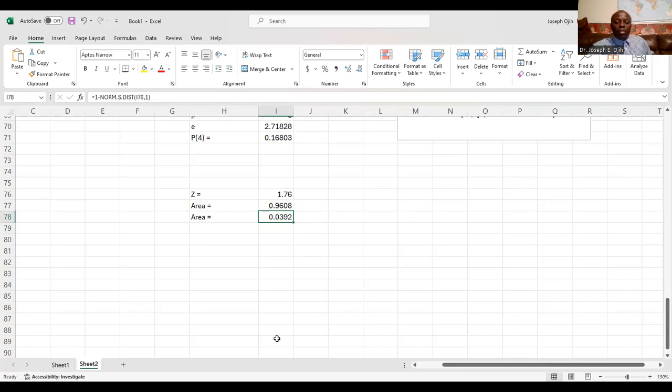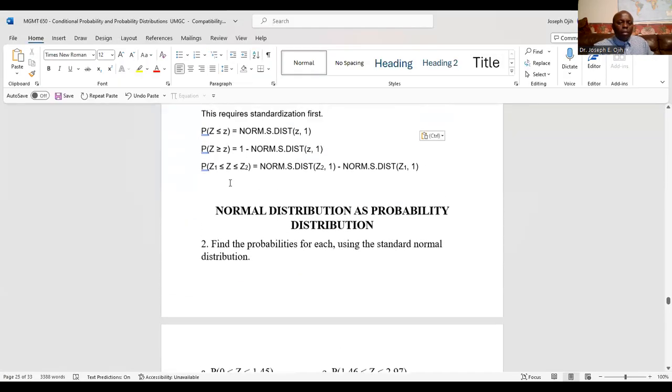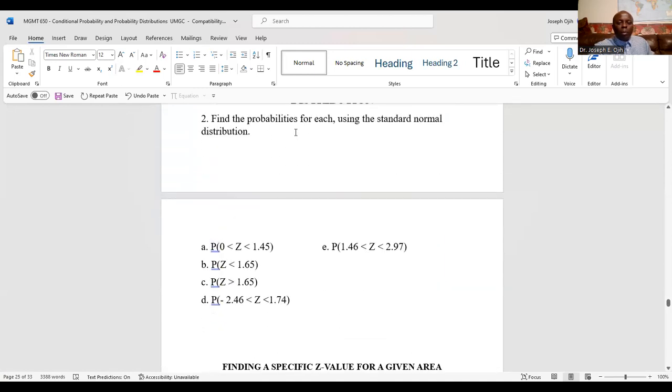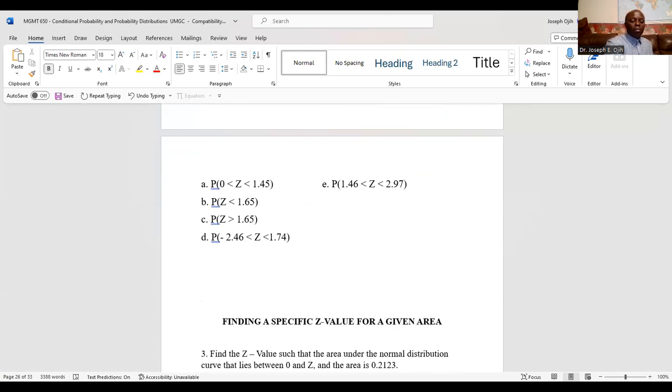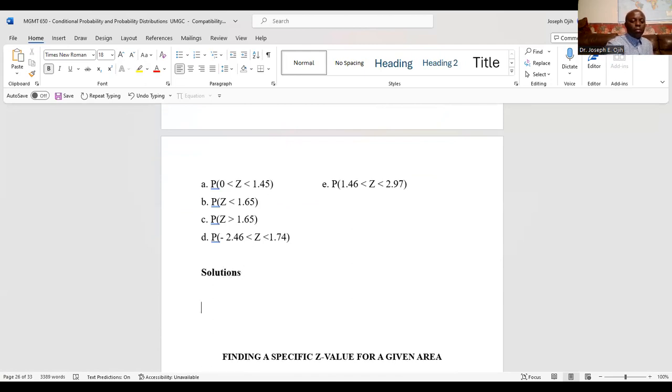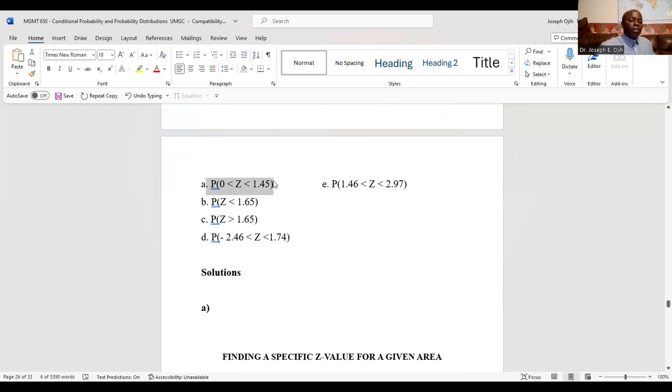For example, when you look at this one here, I'm going to copy this down. Okay, we have it here already. It says find the probabilities for each of these using the standard normal distribution curve. The first one, let's say part A, says what we have there is P of this. Okay, let's copy this, paste it here.